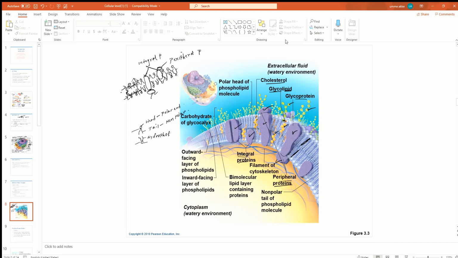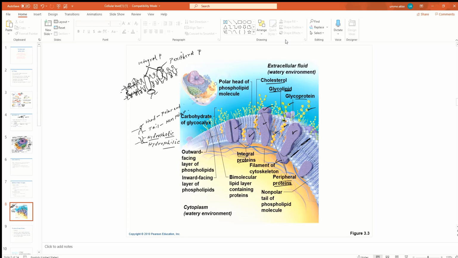Phobia means fear, scared. Hydro means water, so the water disliking part. And the head part is the polar part, that means it likes water, and that's why it is called hydrophilic. Philia means attraction, so the water liking part. So that is the structure of a cell membrane.